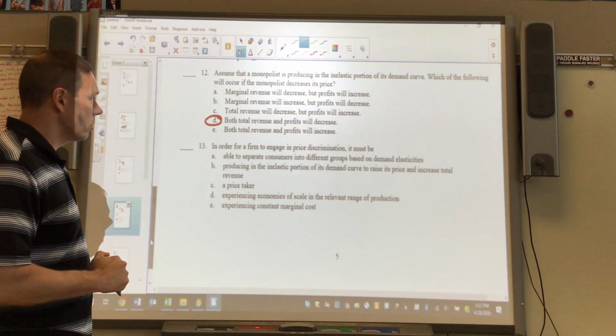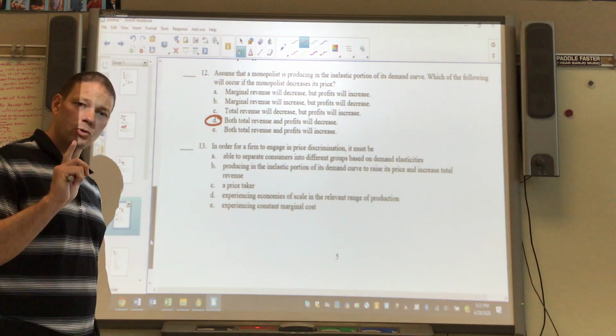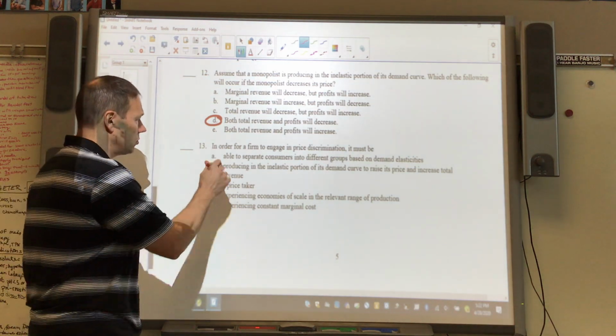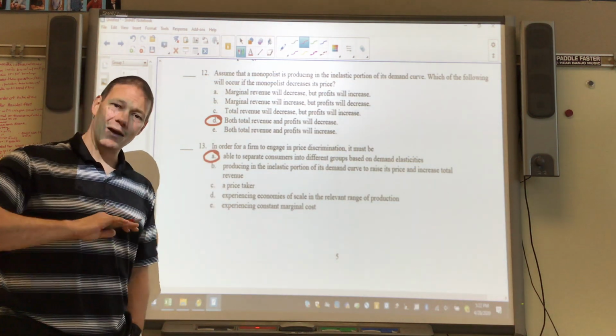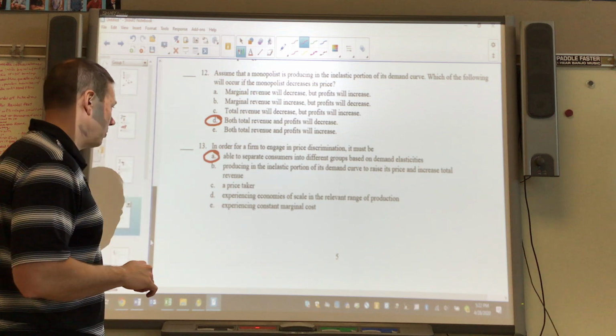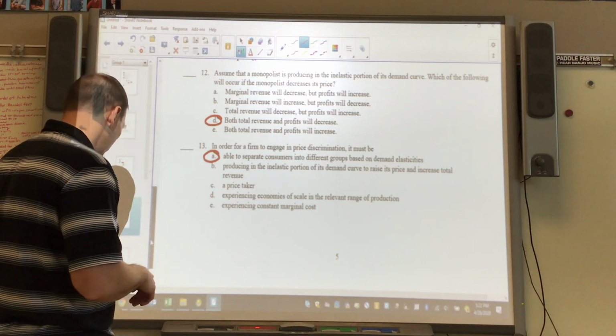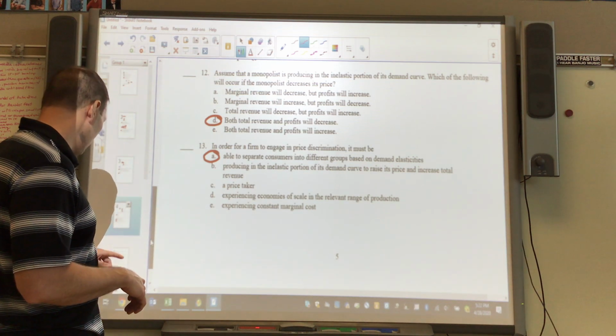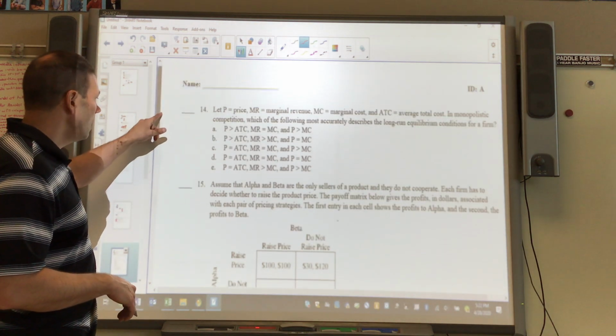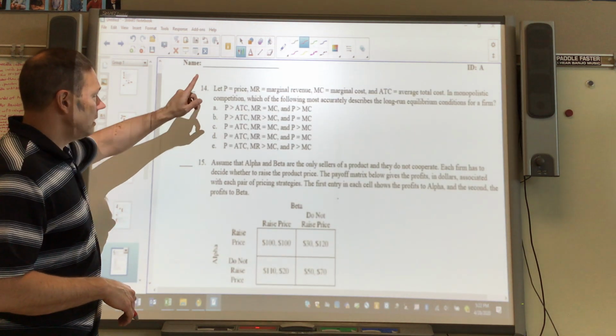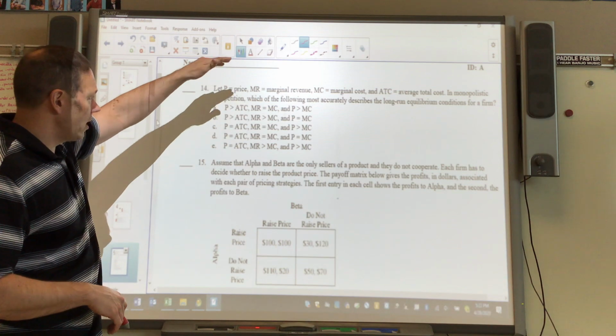Number 13, in order for a firm to engage in price discrimination, remember there's 3 characteristics. One of them is letter A. They have to be able to differentiate people based on their demand so they know what to charge. So that's one of the characteristics that allows them to do that. All right, number 14.